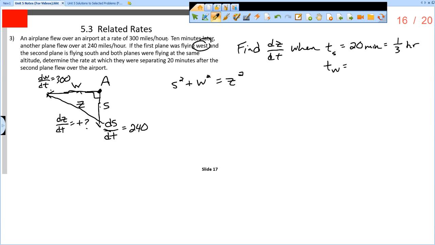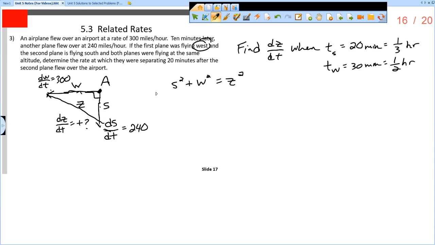If you look at the text, it says 10 minutes later, another plane flew over, right? So the first plane, the westbound plane, had been flying for 10 more minutes. So that'd be 30 minutes, right? Or a half of an hour. So it's very important that you remember those units need to match up. All right. And so now we have our equation relating the variables.